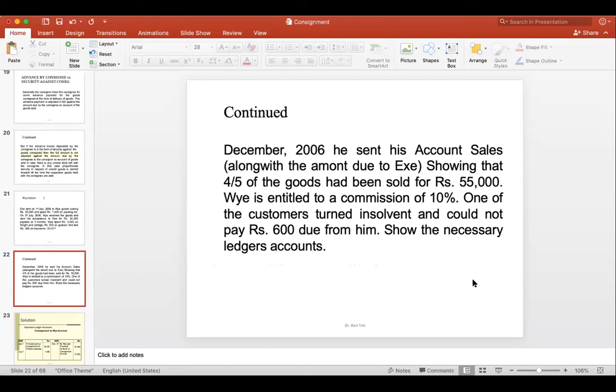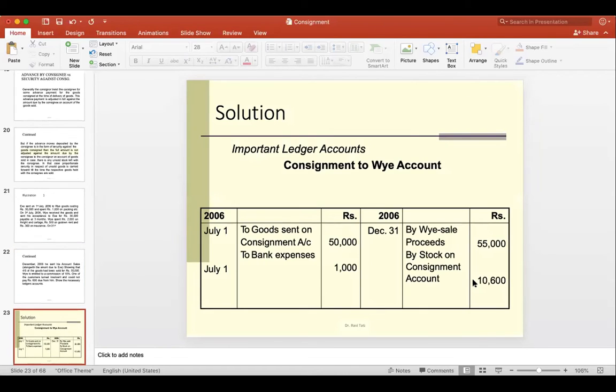Now, he sent an account sale. 4/5 means 80%. And goods are sold for 55,000. 80% of the stock is sold for 55,000. And Y is entitled to a commission of 10% on sales. One of the customers turned insolvent and could not pay 600 due from him. Show the necessary ledger accounts. These are the ledger accounts.